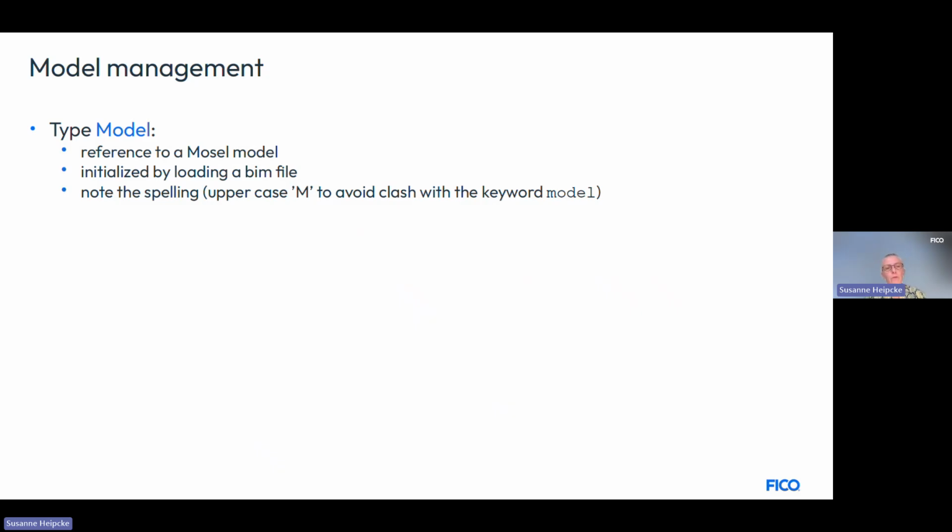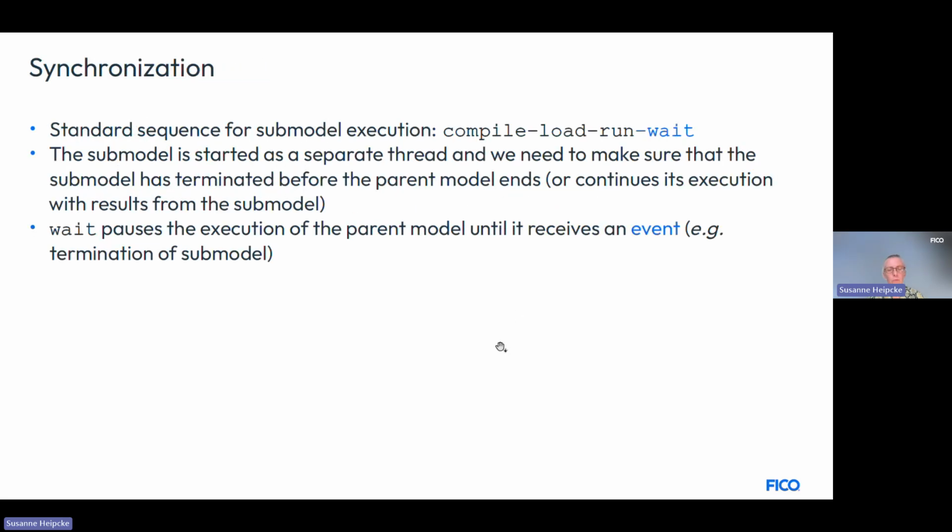Now, how do we go about this? First of all, we have a new type for the Mosel language, which is type Model. Unfortunately, we already had the keywords model and end-model that mark the start and end of a model, so just to make it distinct, we use an uppercase M. This is populated by loading a bim file.